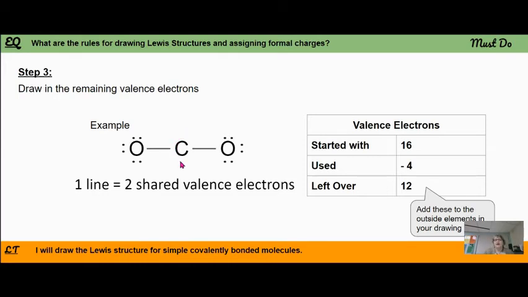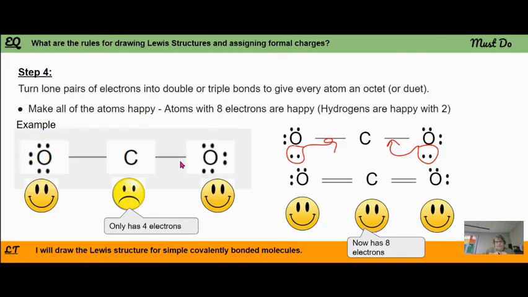Once you get to the point where all of the outside ones have 8, then you can add them to the inside. Okay? Then we're going to take lone pairs and we're going to split them and make them double or triple bonds depending upon how we move them. Okay? Basically, what we're trying to do is make all of the atoms happy. All the atoms, again, except for hydrogen, want 8 electrons around them. Hydrogen would be happy with 2.